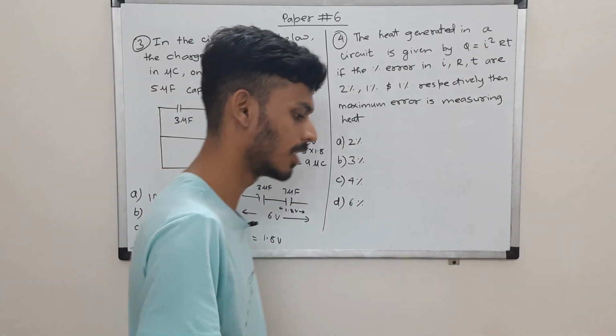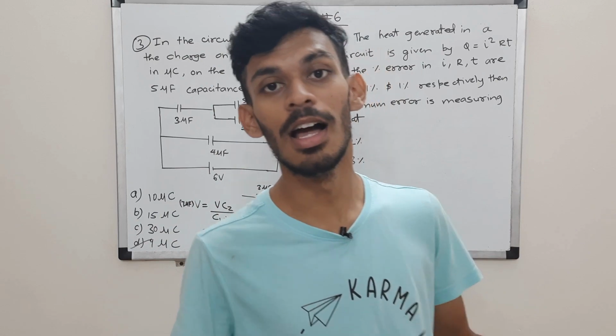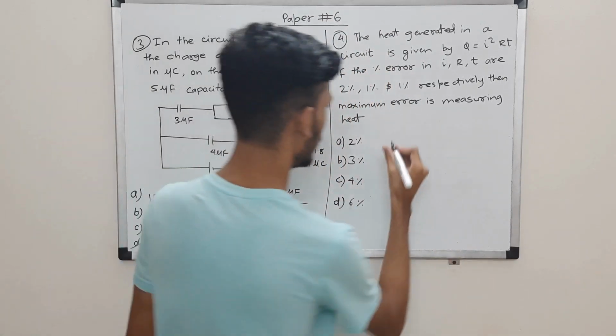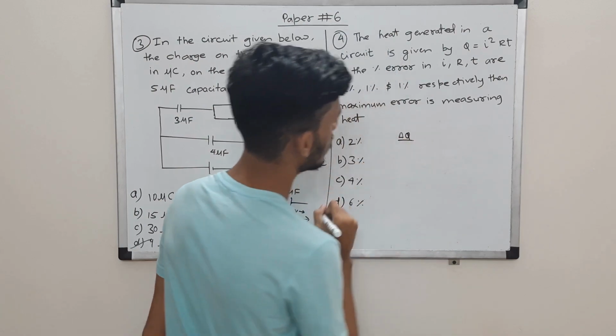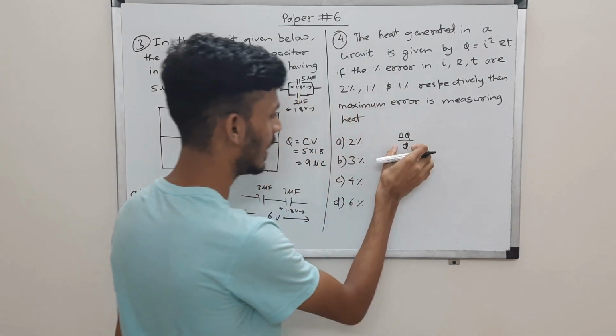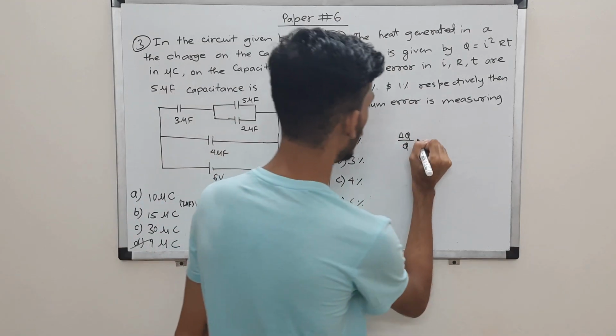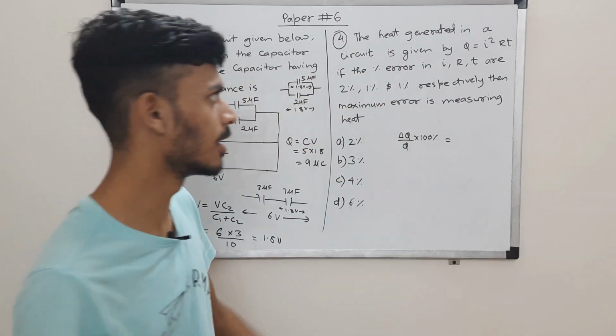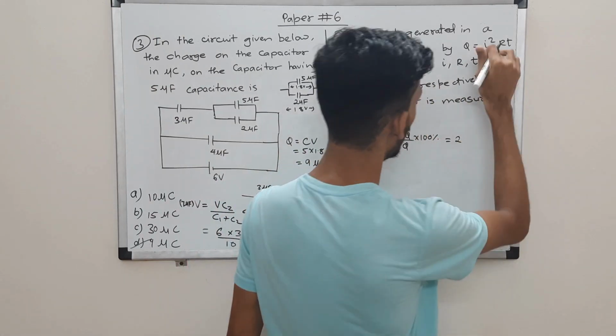Now whenever the terms are in multiplication, the relative or the percentage errors are added. That is the theory behind it. So delta Q by Q, I'll write this as percentage errors, into 100 if you want to write it that way. So this is the percentage error in Q will be given as 2 times, now it is raised to 2.